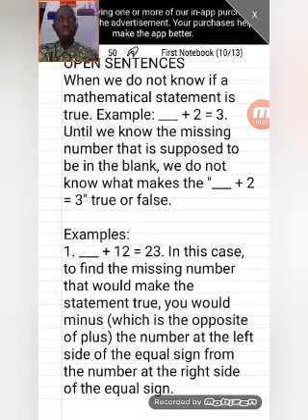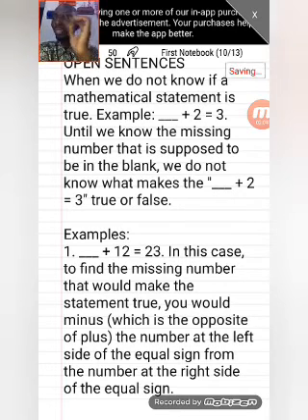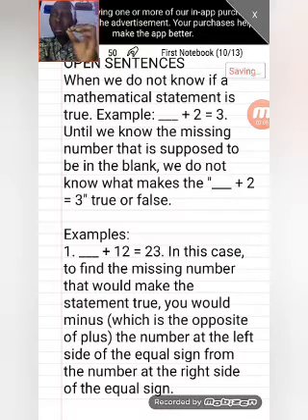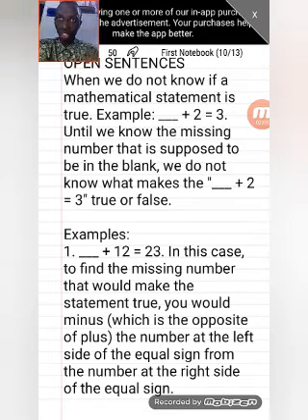Now, if you have a case like this, to find the missing number that would make the statement true, that would make something plus 12 equal to 23, what would you do? Please have this in your mind. Remember, it's something plus 12. You can see the arrangement. Something plus 12 is equal to 23.